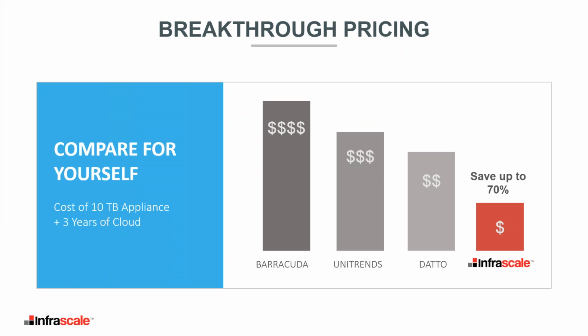And so here is the pricing that I just mentioned, to look a little bit closer and compare for yourself. We did this quick comparison with Barracuda, Unitrends, and Datto. What we were comparing was the cost of a 10 terabyte appliance and 3 years of cloud in addition to that. We did this cost comparison side by side, apples to apples, with the same appliance and cloud storage, and you save 70% with InfraScale. We're happy to talk more with you about this and share the data as well if you are concerned with the cost.